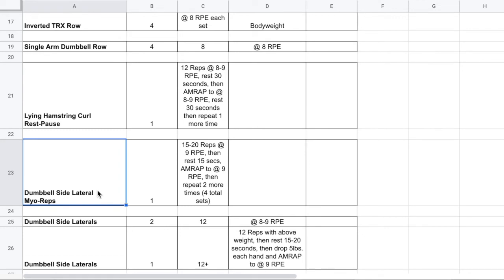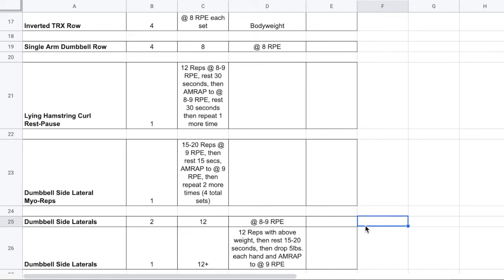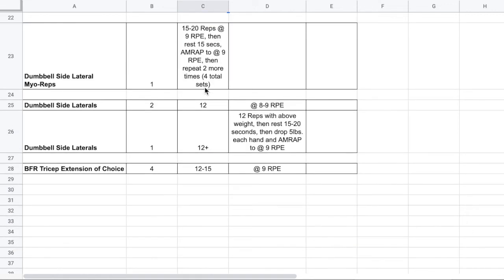Dumbbell side lateral myo reps. Myo reps are a little bit different. 15 to 20 reps at a 9 RPE, rest 15 seconds, AMRAP to a 9, rest 15 seconds, and since you're doing 4 total sets with 15 seconds rest in between, typically this is fewer reps on those later sets, whereas with rest pause you tend to get more reps on those later sets due to more rest.